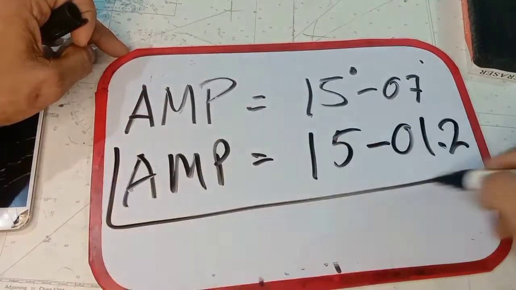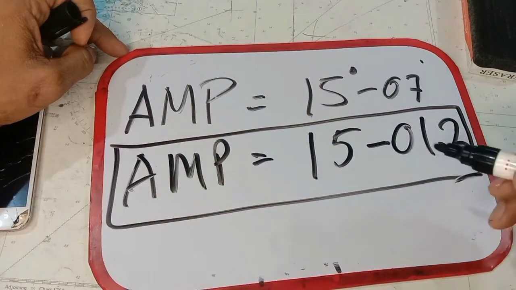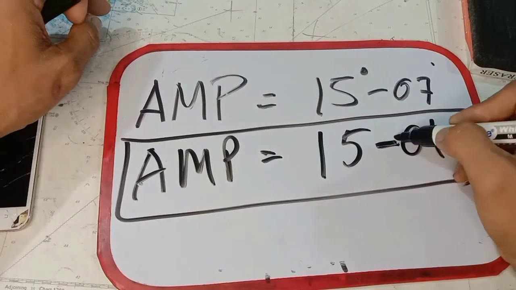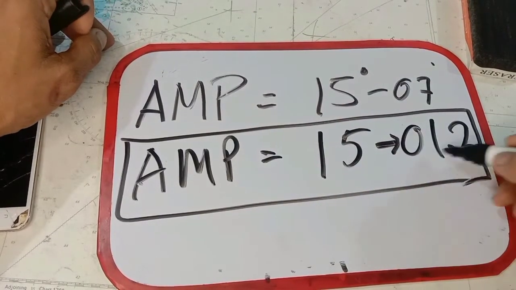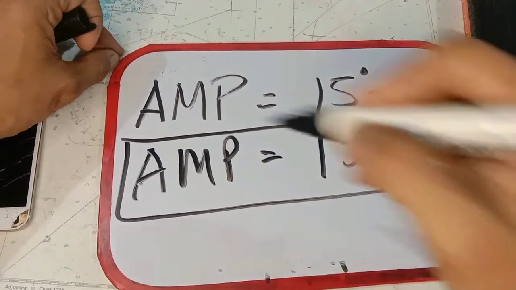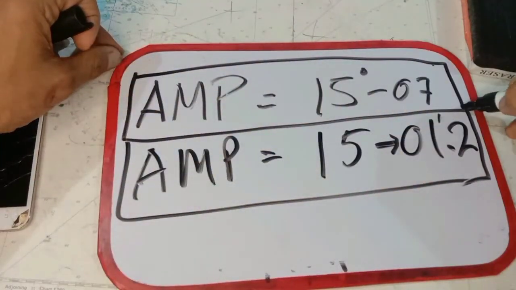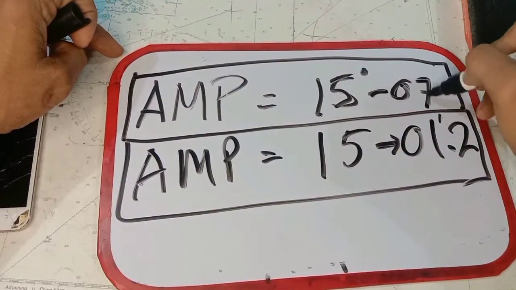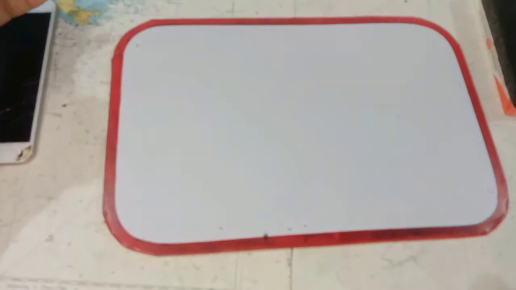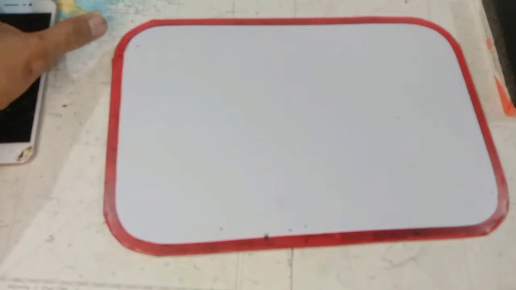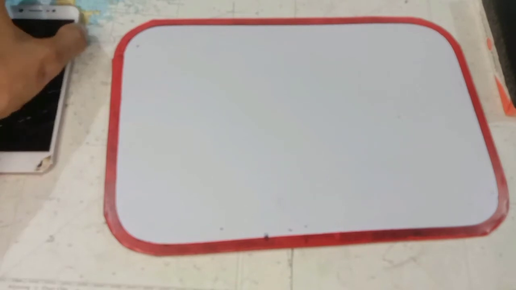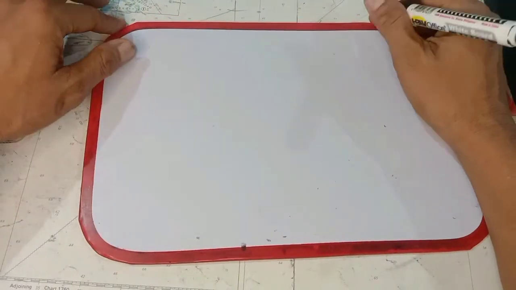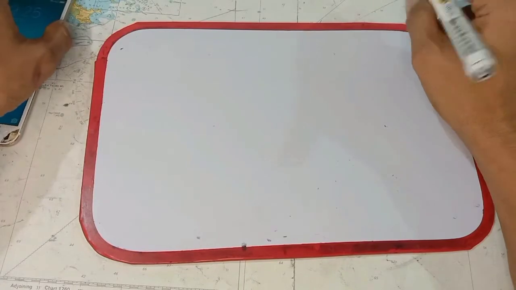The amplitude using the azimuth table is 15 degrees and 01.2 minutes. But using the natural table, the amplitude is 15 degrees 07 minutes. So very minimal. Either you use the amplitude table or you use the natural table. So parehas yun nasa table parehas yun nandoon sa Norris nautical table.